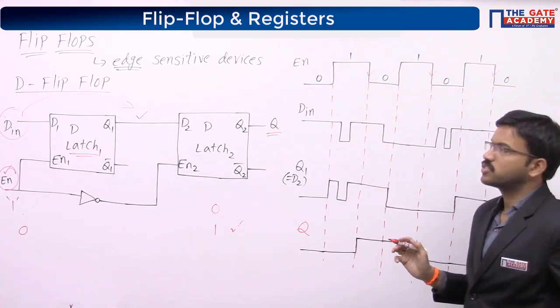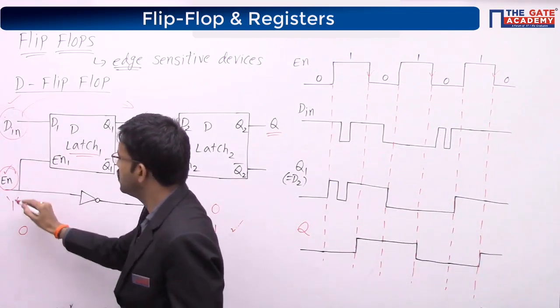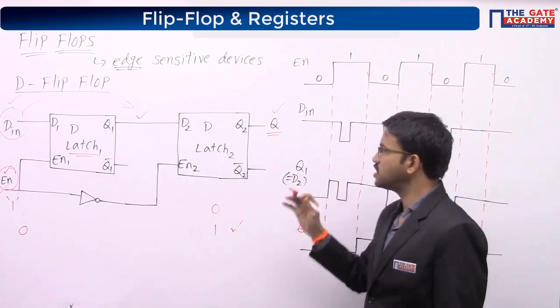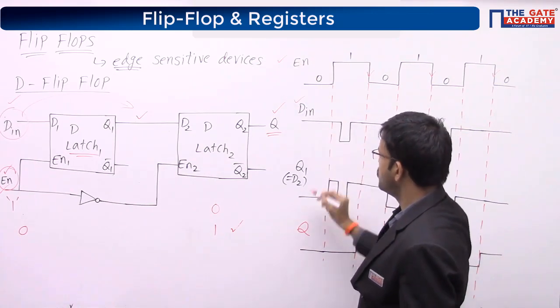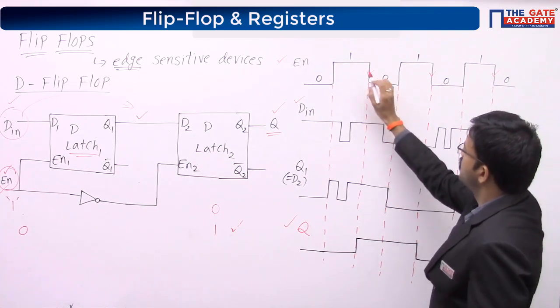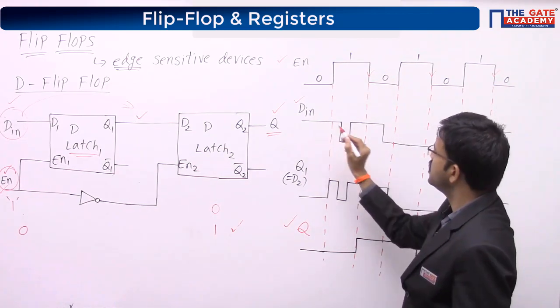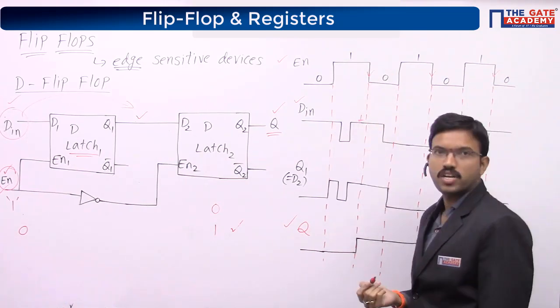For this overall circuit, you have the external input D in, the enable signal, and the final output Q. Just observe those three waveforms only: enable signal, D input, and final output Q. Now, the 1 to 0 transition. Just before the transition, what is the D input? Just before the transition, the input is 1.